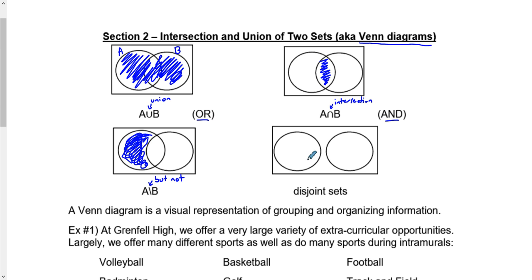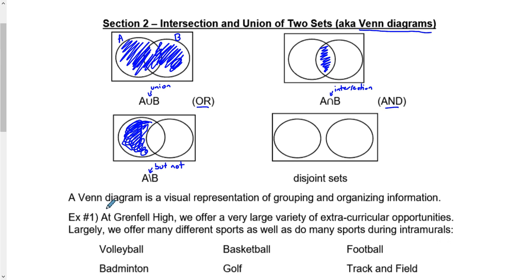And then disjoint sets are two sets that have absolutely nothing to do with each other. That's exactly what that is. A Venn diagram is just a visual representation of grouping and organizing information, specifically anything that talks about sets.